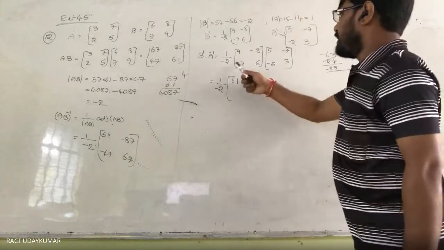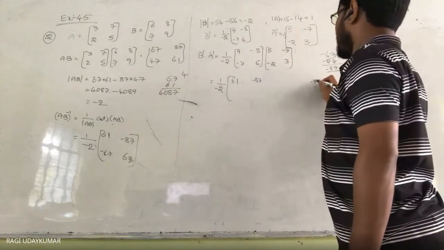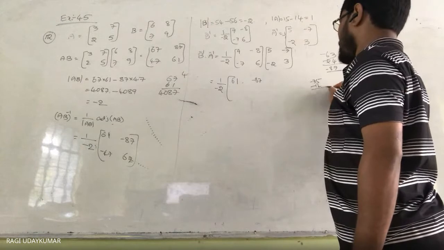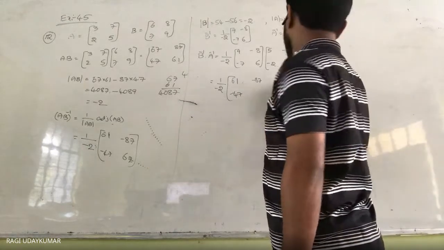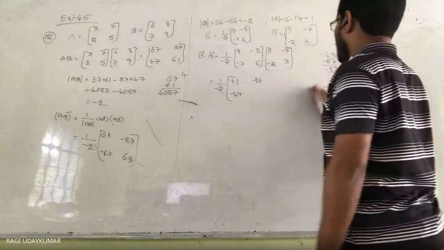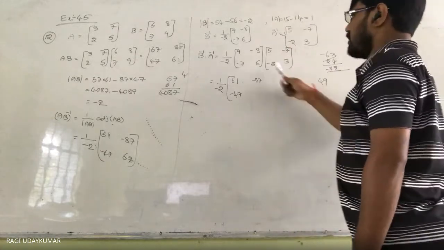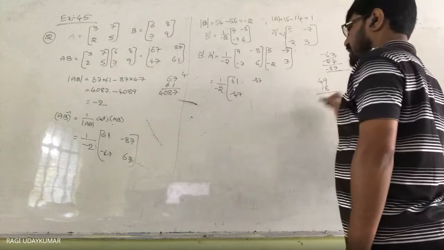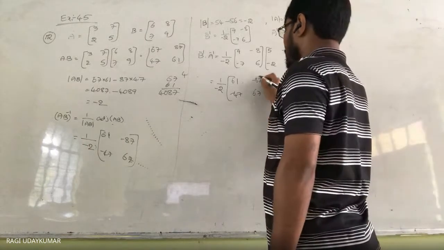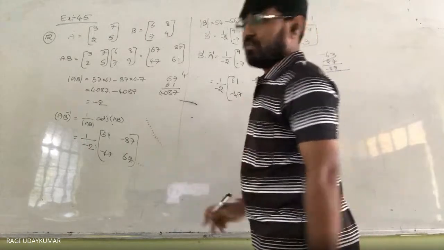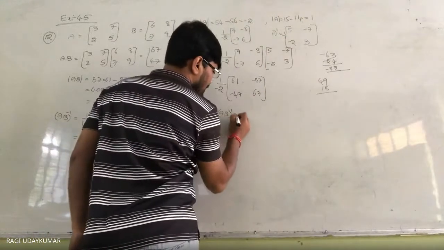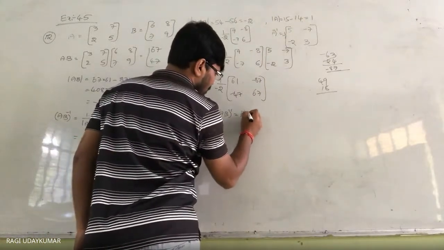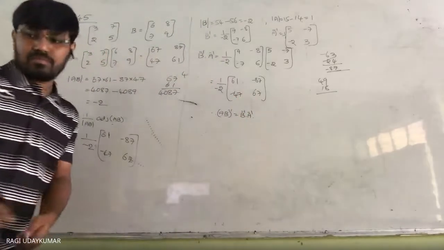Next, this row with this: minus 35 minus 12, minus 47. Next, plus 49 plus 18, 67. So we are getting these two equal. Therefore, from this you can say that AB whole inverse is equal to B inverse into A inverse. It's a very simple problem.